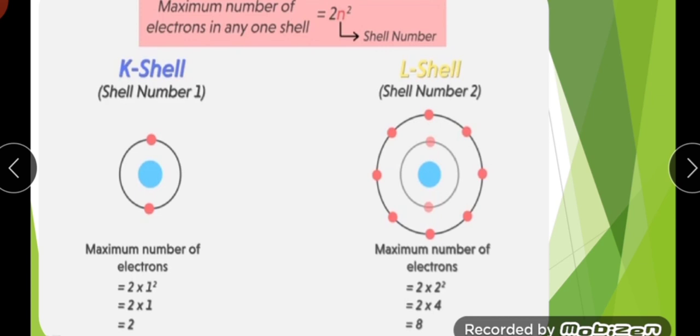At the same time, if we substitute the value in the formula for the L shell, which is the number 2, it will become 2 into 4, and the answer will be 8. That means the maximum capacity of the L shell to hold electrons is 8 electrons, not more than that. So it can accommodate only 8 electrons.